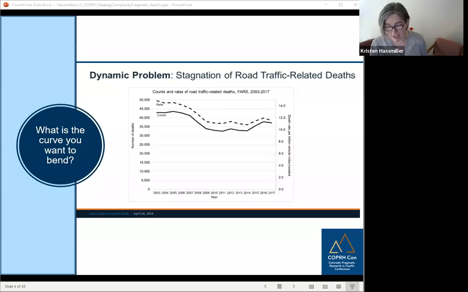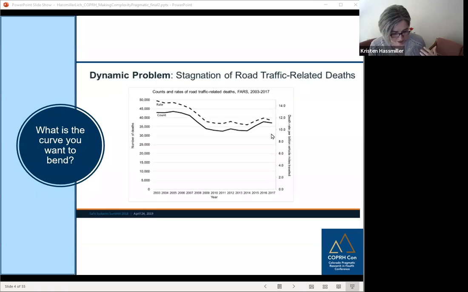So if we're trying to figure out how to get started, so that we don't just map the system, one way is to identify a dynamic problem. And what I mean by that is a trend over time, a curve or a set of trends that is problematic, something we don't like, a curve or a set of curves that we want to bend. Here I'm showing you data on pedestrian fatalities. They had gone down for many, many years, but around 2009, that decline slowed, and the numbers have been going up since, and it's gotten even worse since 2017.